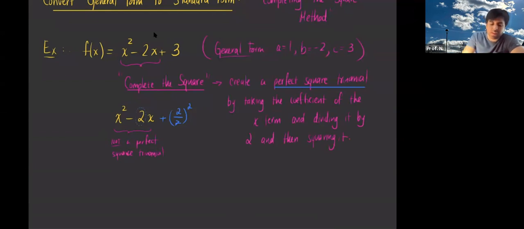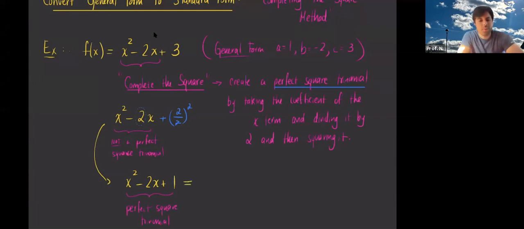Now, do you see why this becomes a perfect square trinomial? So I go from this, and then what happens? This becomes x squared minus 2x plus what? 2 divided by 2 is 1. If I square it, I get 1. This is a perfect square trinomial. Now, the question you should ask is, why is it a perfect square trinomial? What makes this a perfect square?